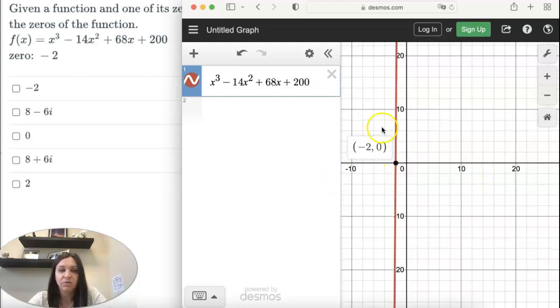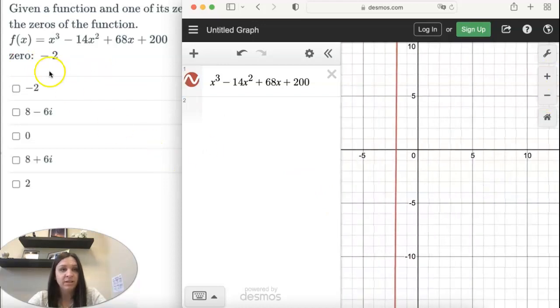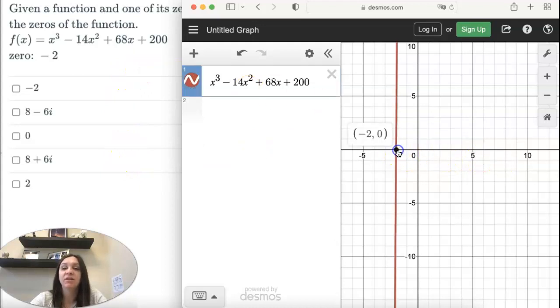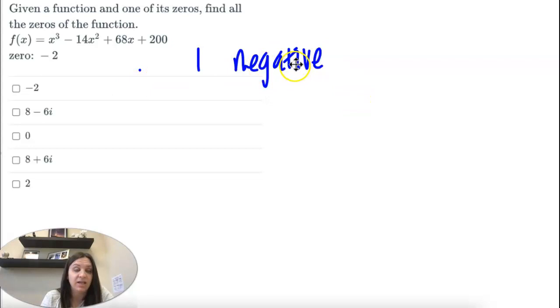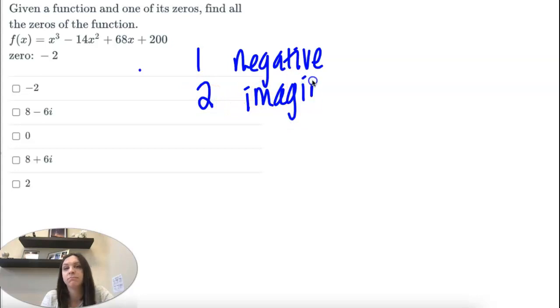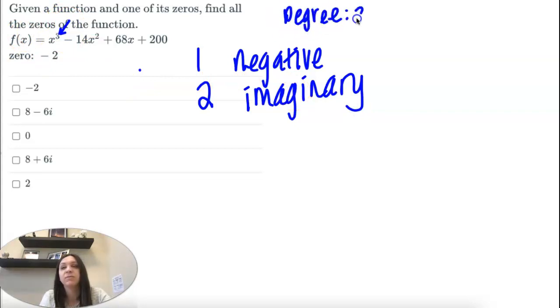So see, -2 is where we cross the axis. That's its 0. Where else do we cross the axis? Do we cross at 0? Do we cross at 2? No. So what that means is I have a negative zero, because it's -2, it's a negative number, so I have 1 negative. And that's it that I can see on the graph. That means that my other 2 must be imaginary. Why are there 2? Because I have to have 3 total. The degree of this polynomial is 3.